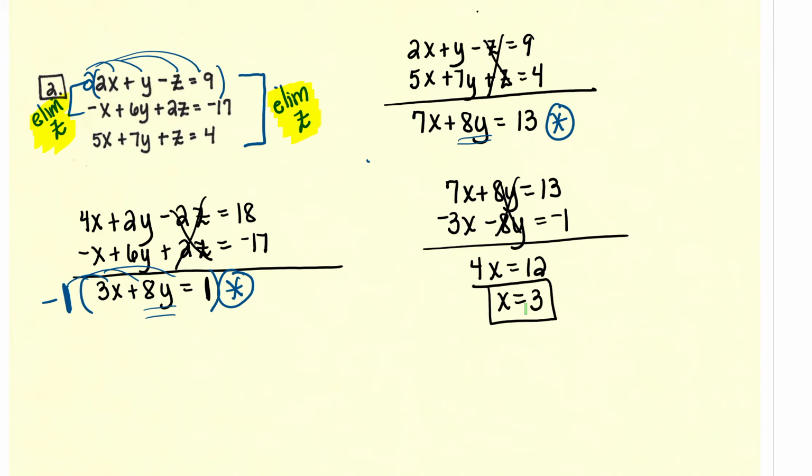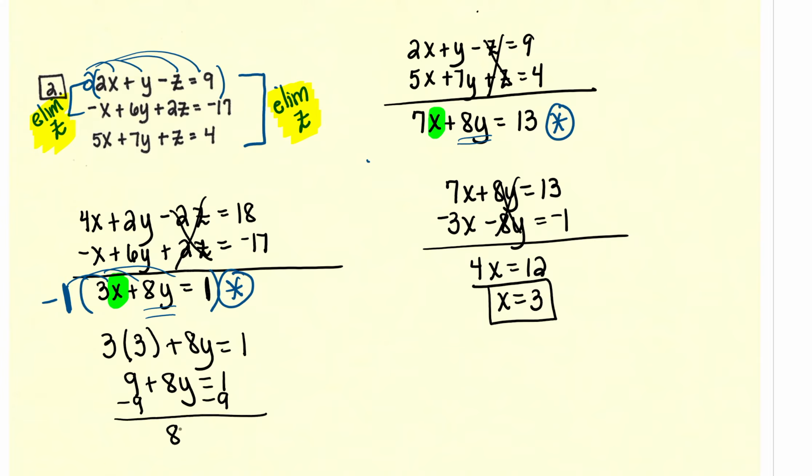Once you get the first answer, you're going to take that and go plug it into either one of the two star equations. It's your choice. I think I'll go right here. So if I do that, where the x is, I'm going to put 3, plus 8y is equal to 1. So 9 plus 8y is equal to 1. Subtract your 9 over, so you get 8y equals negative 8. Divide, and y equals negative 1.